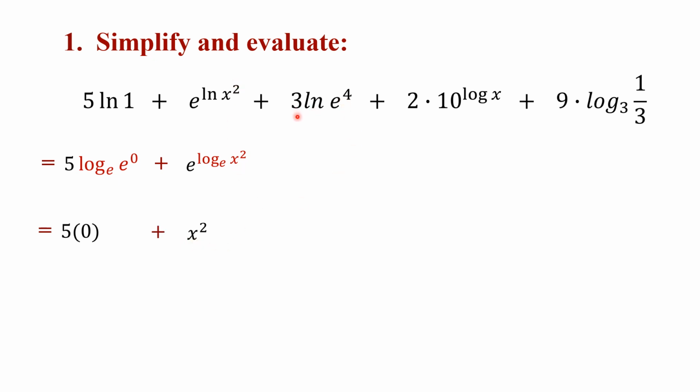Now, the third term is 3 ln of e to the fourth. So ln and e are together again. So ln e to the fourth, the answer is this power, which is 4. Meaning 4 times 3, which is equal to 12.